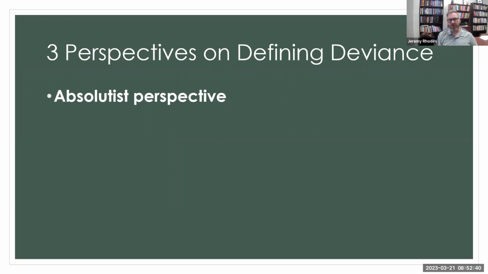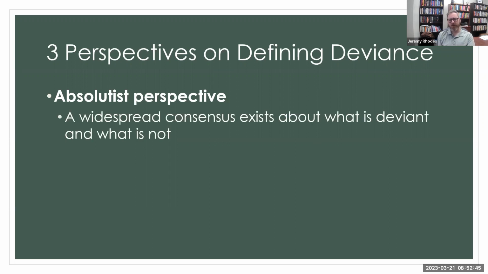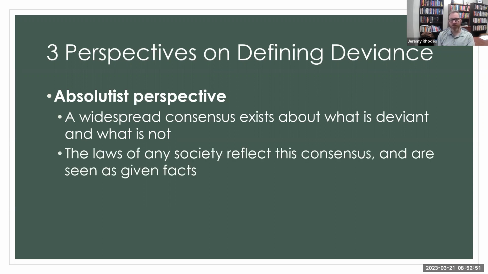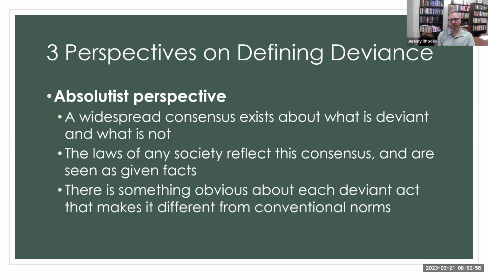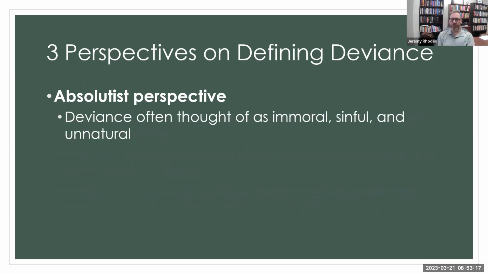There are three perspectives on defining deviance that play a role. The first is what we call the absolutist perspective. According to the absolutist perspective, there is a widespread consensus about what is deviant and what is not. And the laws of any society reflect this consensus, and they're seen as given facts. There's something obvious about each deviant act that makes it different from conventional norms. So the absolutist perspective looks at deviance primarily as coming out of consensus. We have agreed that these are the things that are normal and these are the things that are abnormal, and our agreement about that is what determines what is deviant.